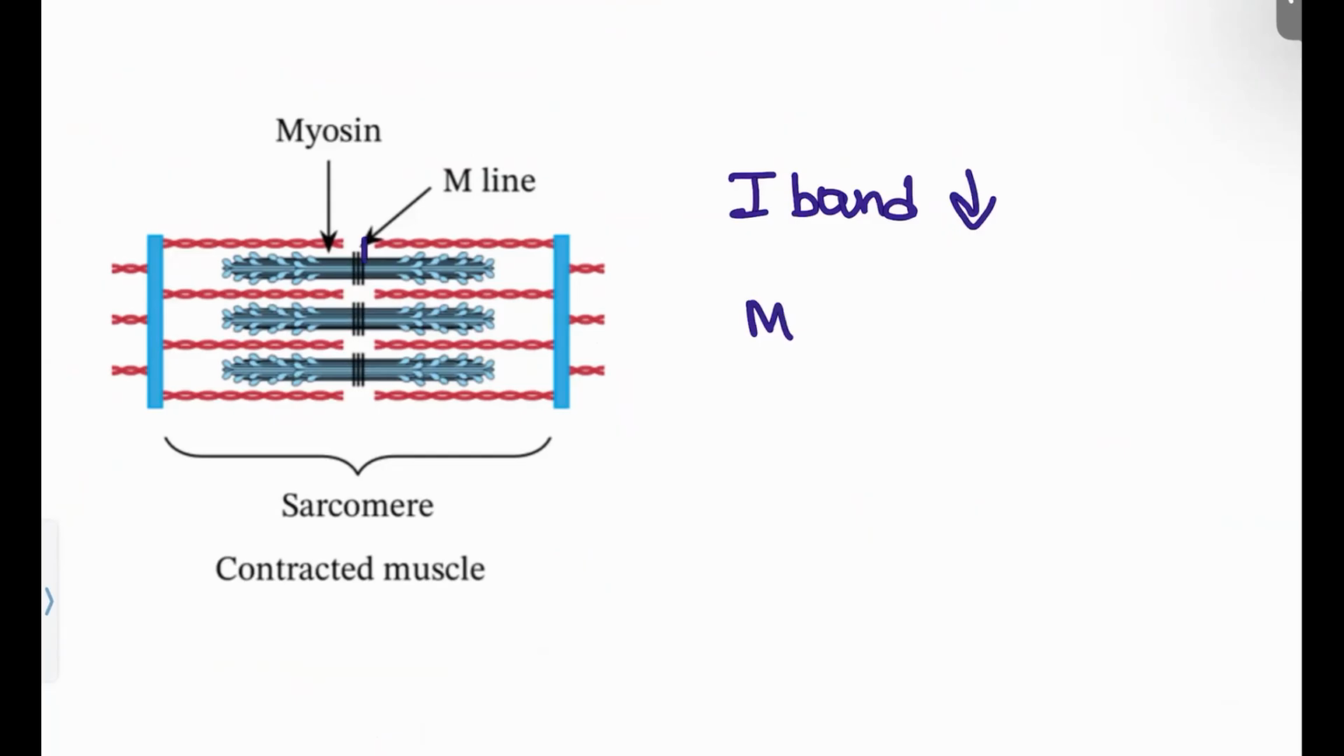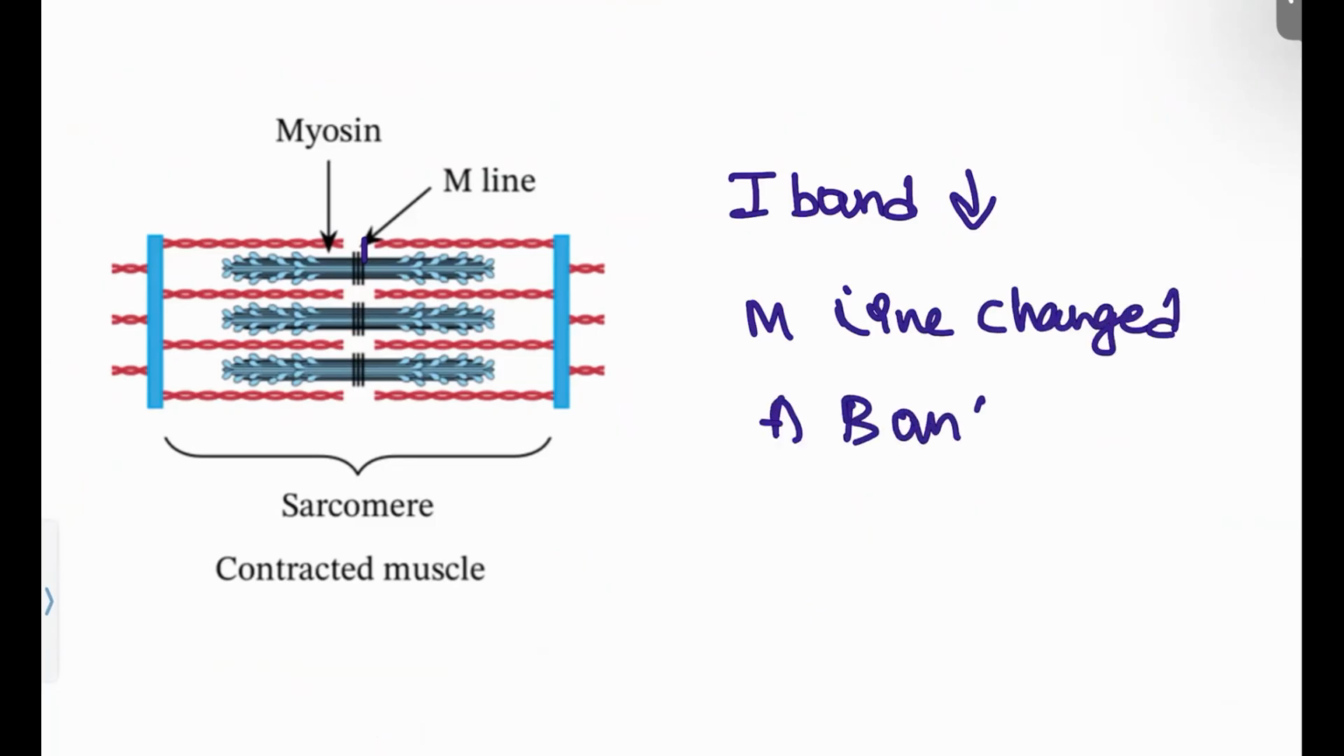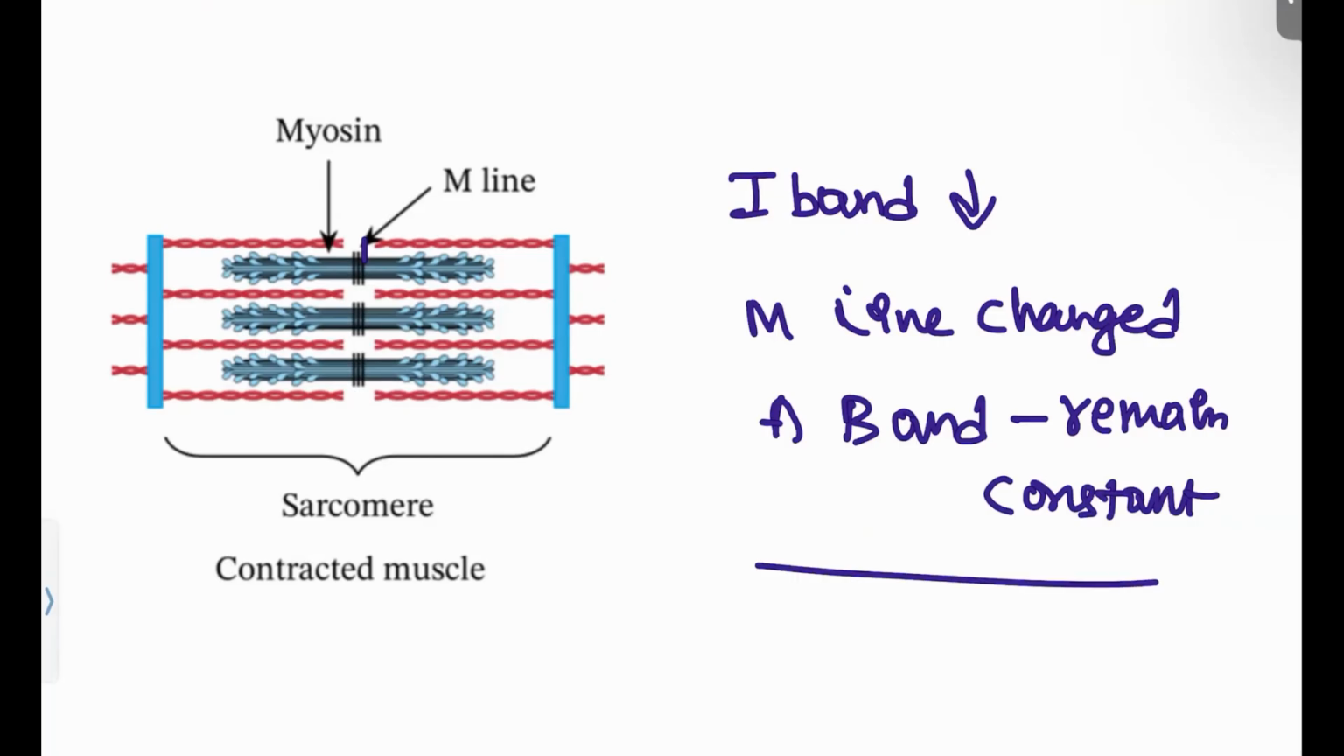So this middle line, the M line, will be changed, okay, or disappear. And the A band does not change. It will remain constant. So that's what you have to remember. The I band will be decreased, the M line will disappear, and the A band will remain constant. So this is what happens in the contraction of the muscle.